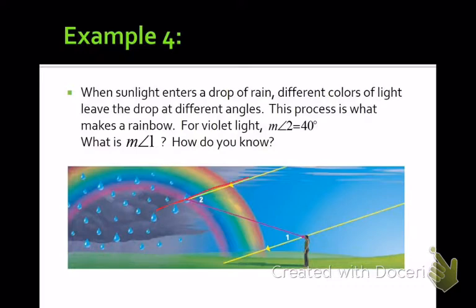Well, they're showing us that these two lines here are parallel. Angle 2 is 40. So what's angle 1? It's 40 also. How do you know? They're forming alternate interior angles for those two parallel lines and the transversal. And we know the alternate interior angles are always congruent. So angle 1 has to be 40 degrees as well.